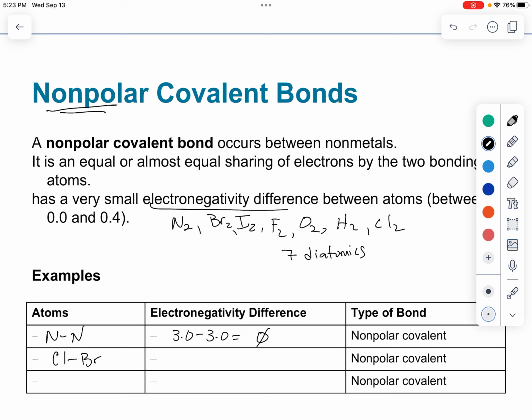ClBr: chlorine has an electronegativity of 3.0. Bromine has one of 2.8. And so the difference in electronegativity is 0.2. Our rule of thumb is going to be if it's less than 0.4, then we'll consider it nonpolar covalent.